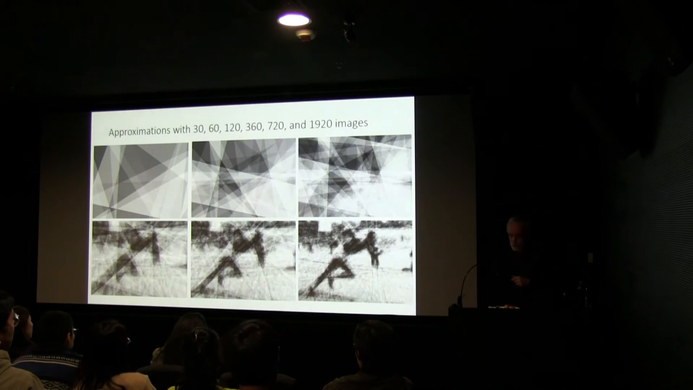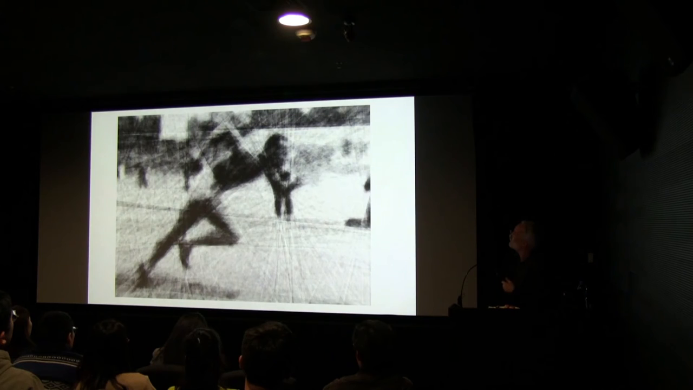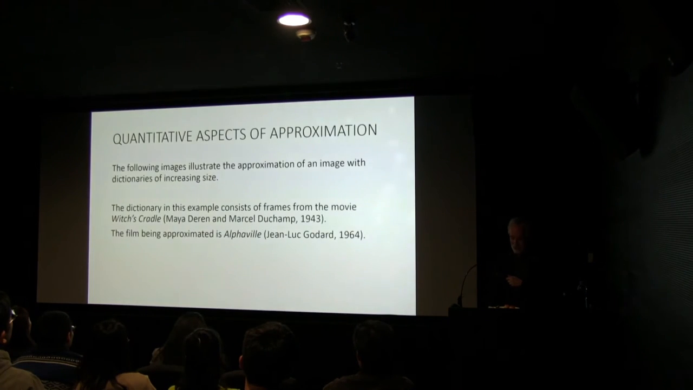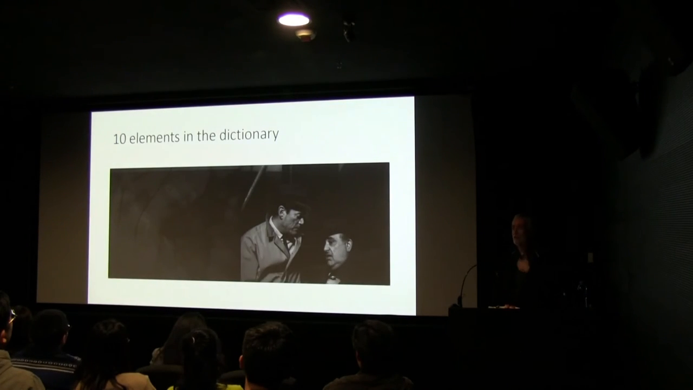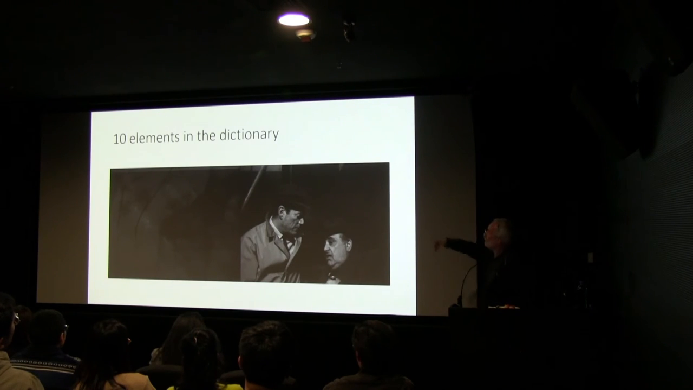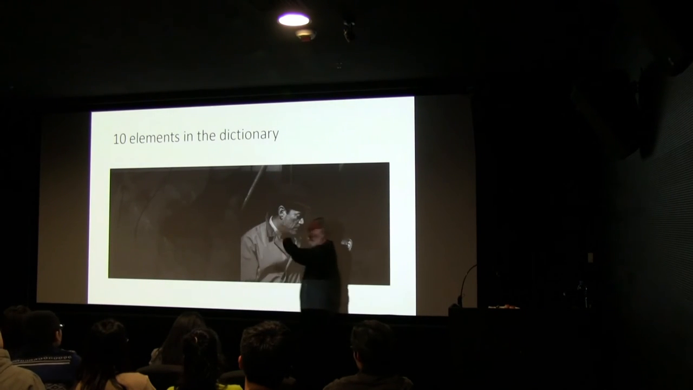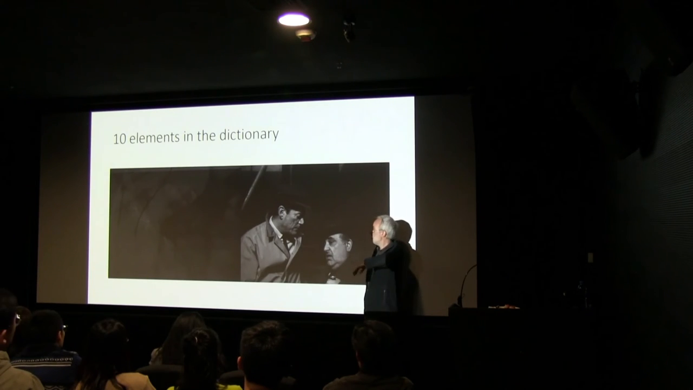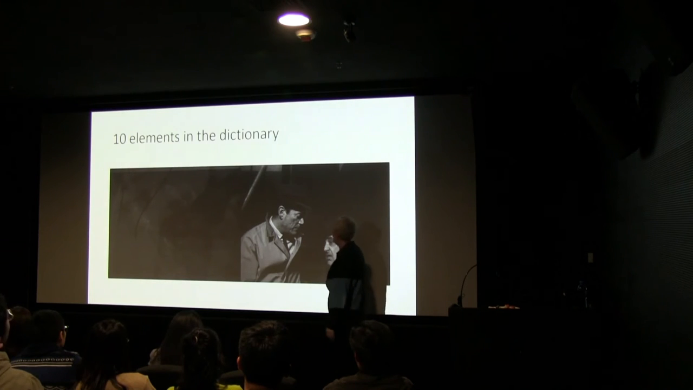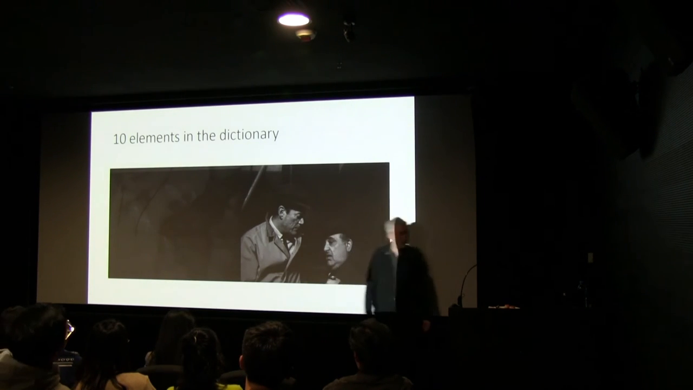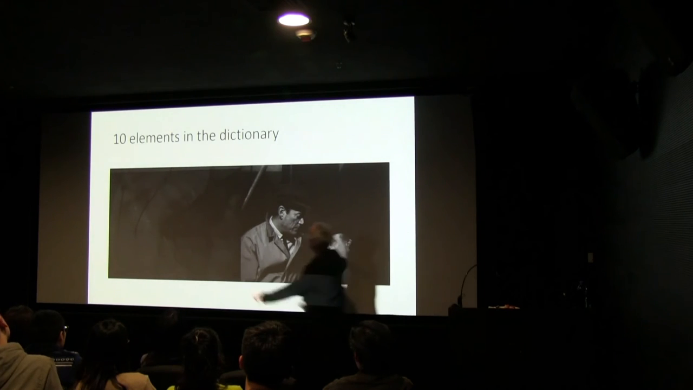And we are free to use different kinds of dictionaries. This is the result. Yes, just see all this. The more images we use in our dictionary, the better the reconstruction. For example, here I'm using only 10 elements in the dictionary. So I'm using a set of images. I'm not here using lines. I'm using images from another film. So I'm using a different approach. Never mind. And here's the frame I want to reconstruct. So I'm trying to reconstruct this with only 10 images.